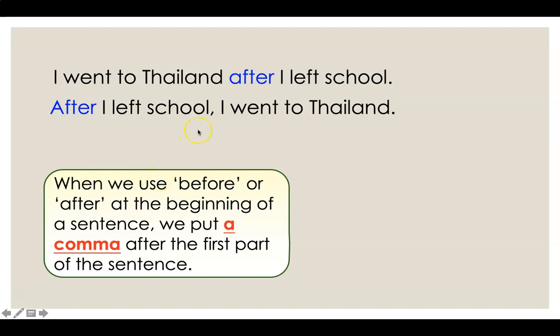And where should we put the word before and after in the sentence? Actually, we can put them either in the middle or at the beginning of the sentence. When we use before or after at the beginning of the sentence, like this one, we have to put a comma after the first part of the sentence. But when we put the word before or after in the middle of the sentence, then we don't have to put any comma in the middle. Therefore, boys and girls, please remember you have to put a comma if you want to put the word before or after at the beginning of the sentence.